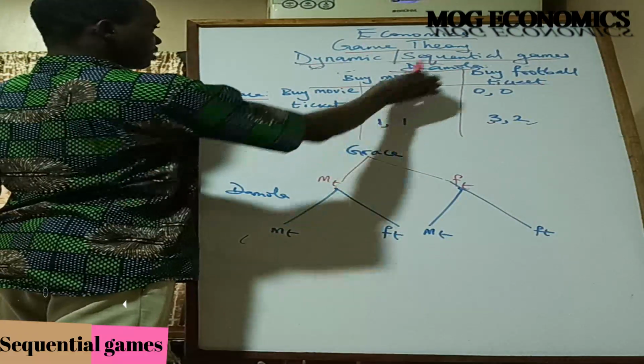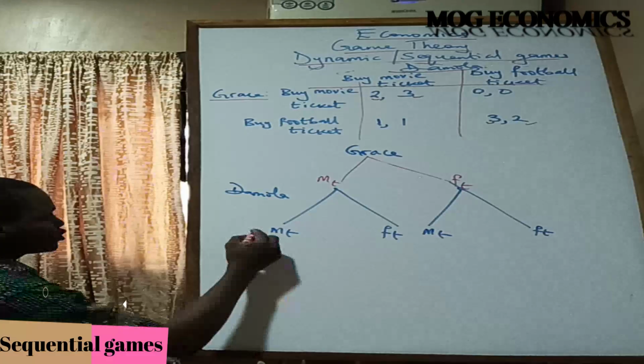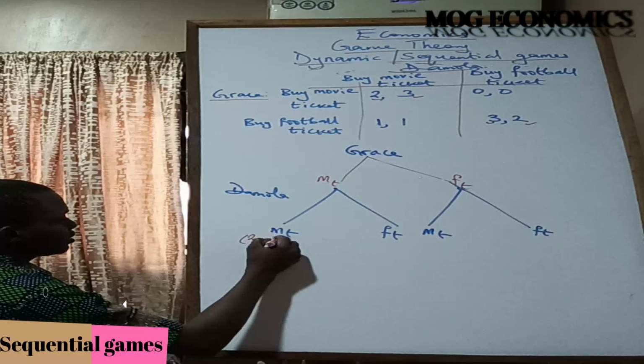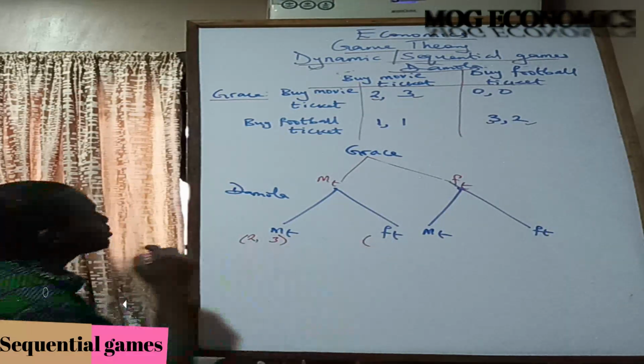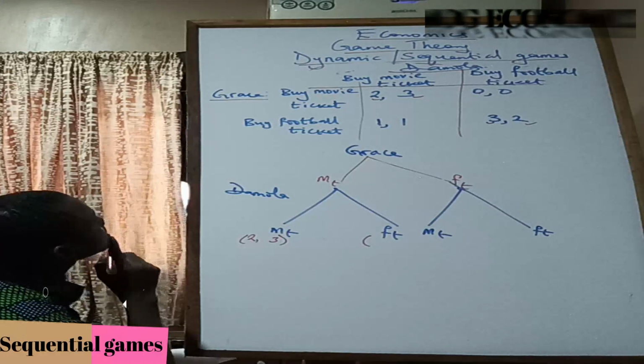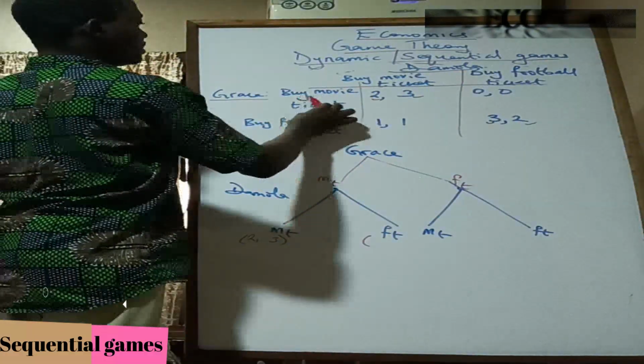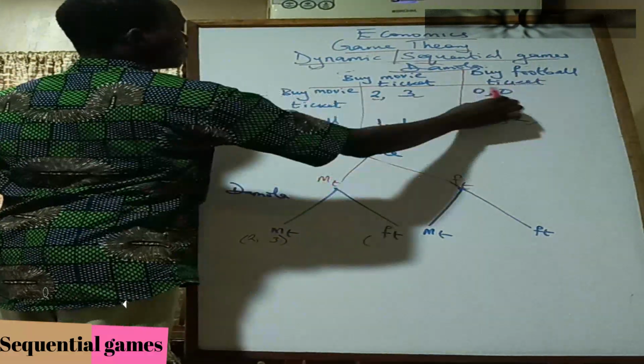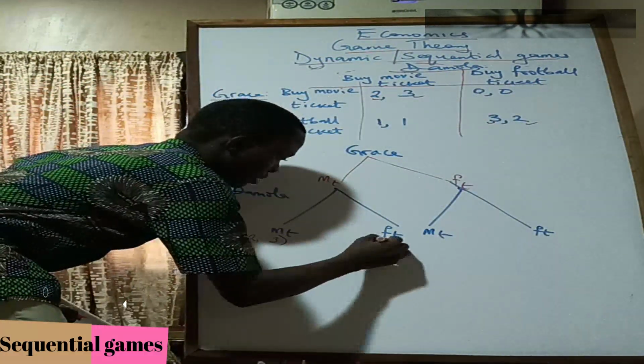Grace gets a 2, Damola gets a 3. So we have 2 for Grace, 3 for Damola. We're done. If Grace buys a movie ticket and Damola buys a football ticket, Grace is still buying a movie ticket and Damola is buying a football ticket. So 0, 0, 0, 0.